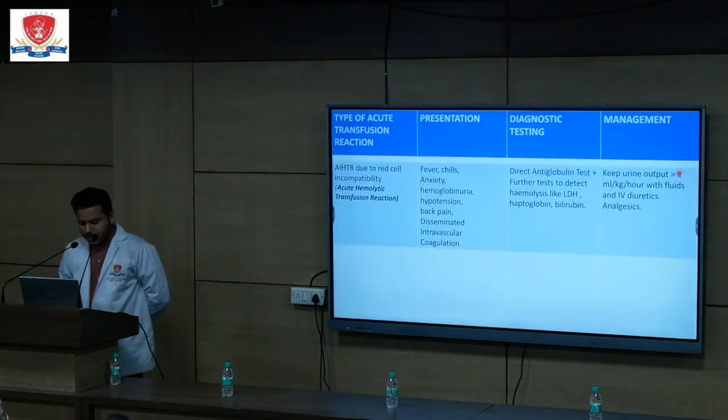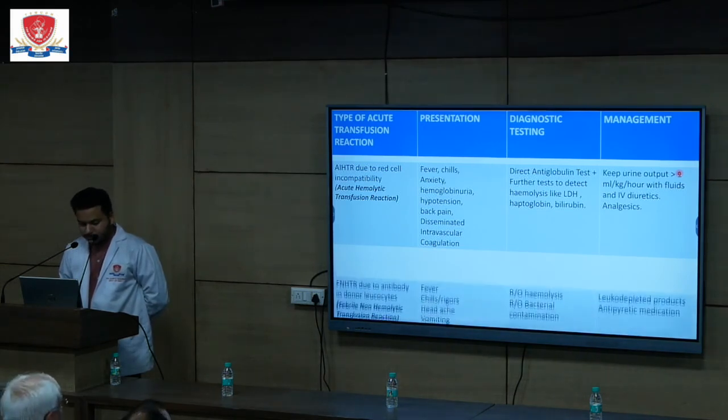The first one, we have the acute hemolytic transfusion reactions in which we see fever, chills, anxiety, hemoglobinuria, hypotension, back pain, and DIC. Its diagnosis includes performing the direct antiglobulin test, which is positive in this case, and further tests to detect hemolysis like lactate dehydrogenase, haptoglobin, and bilirubin. Management is keeping the urine output of more than 1 ml per kg per hour with fluids and IV diuretics, and for pain, giving analgesics.